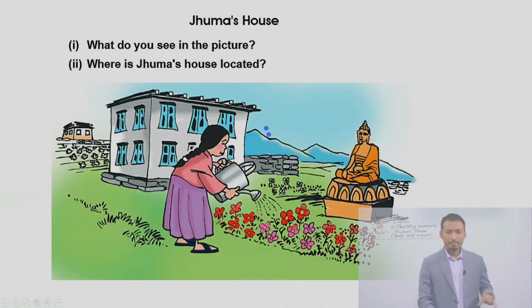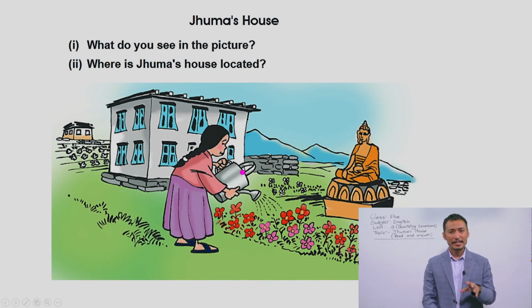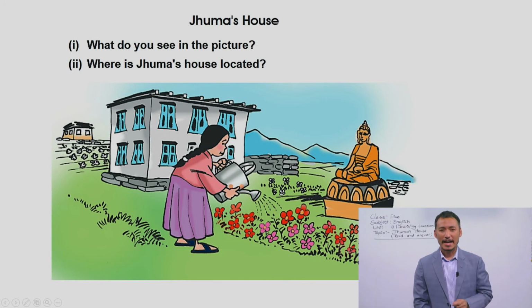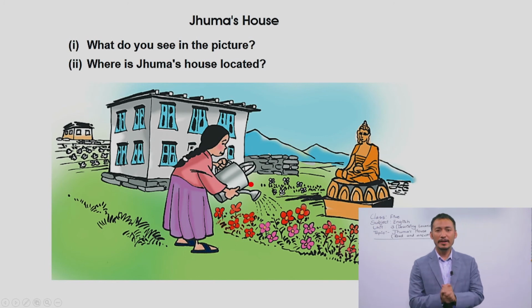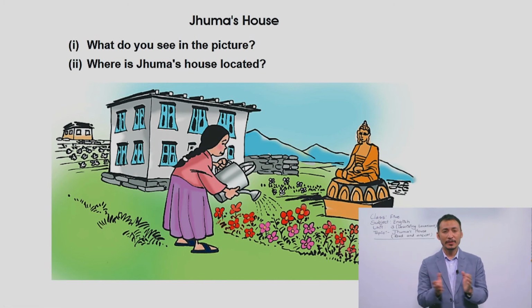Here you see a girl. What is she doing? Yes, she is watering some flowers, right? Okay, and what do you see other in this picture? What are the things here? Okay, a house, another house there, and a bust of Lord Buddha. You can see the mountains and some garden here, kitchen garden, and a flower garden here. Okay, so can you now describe where is Jhuma's house located?